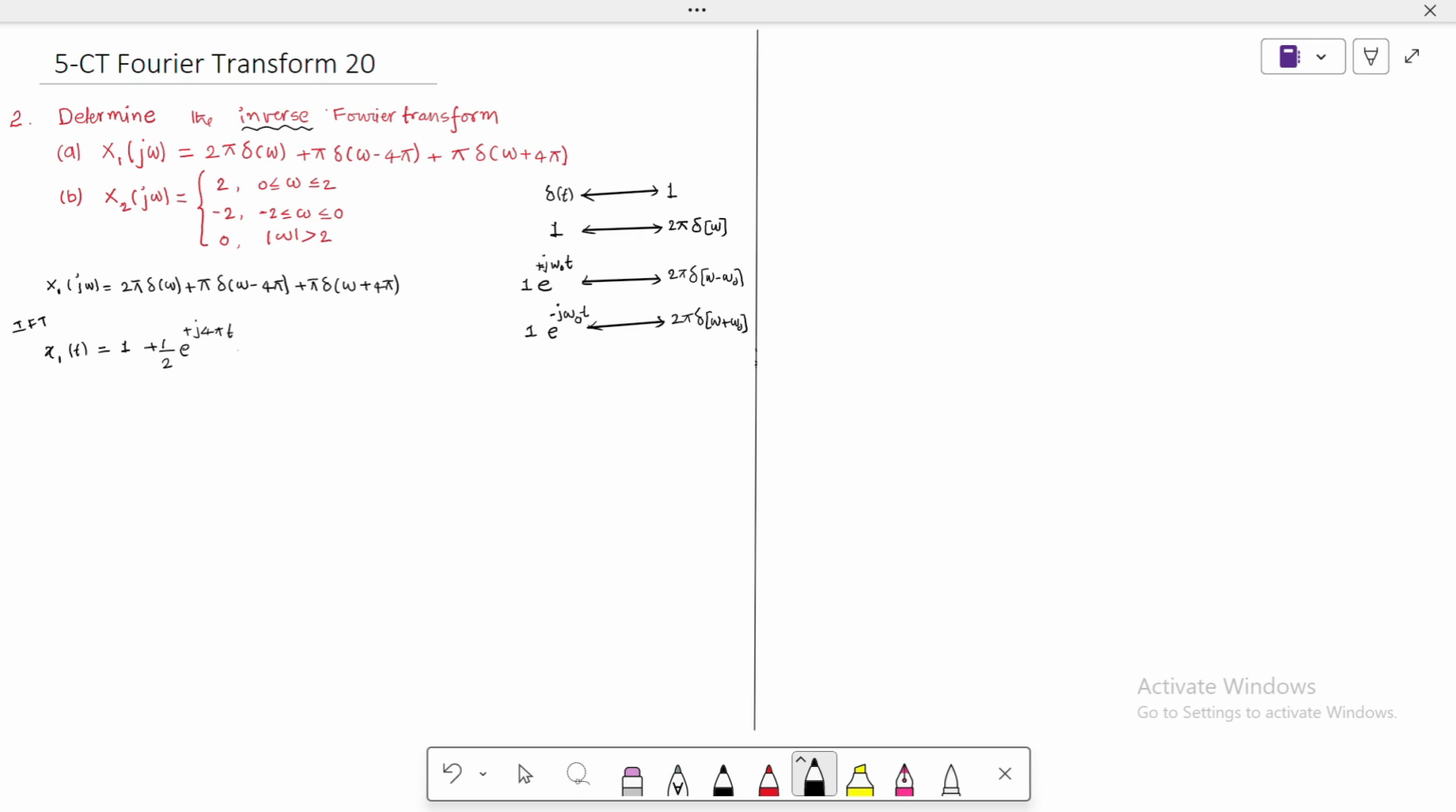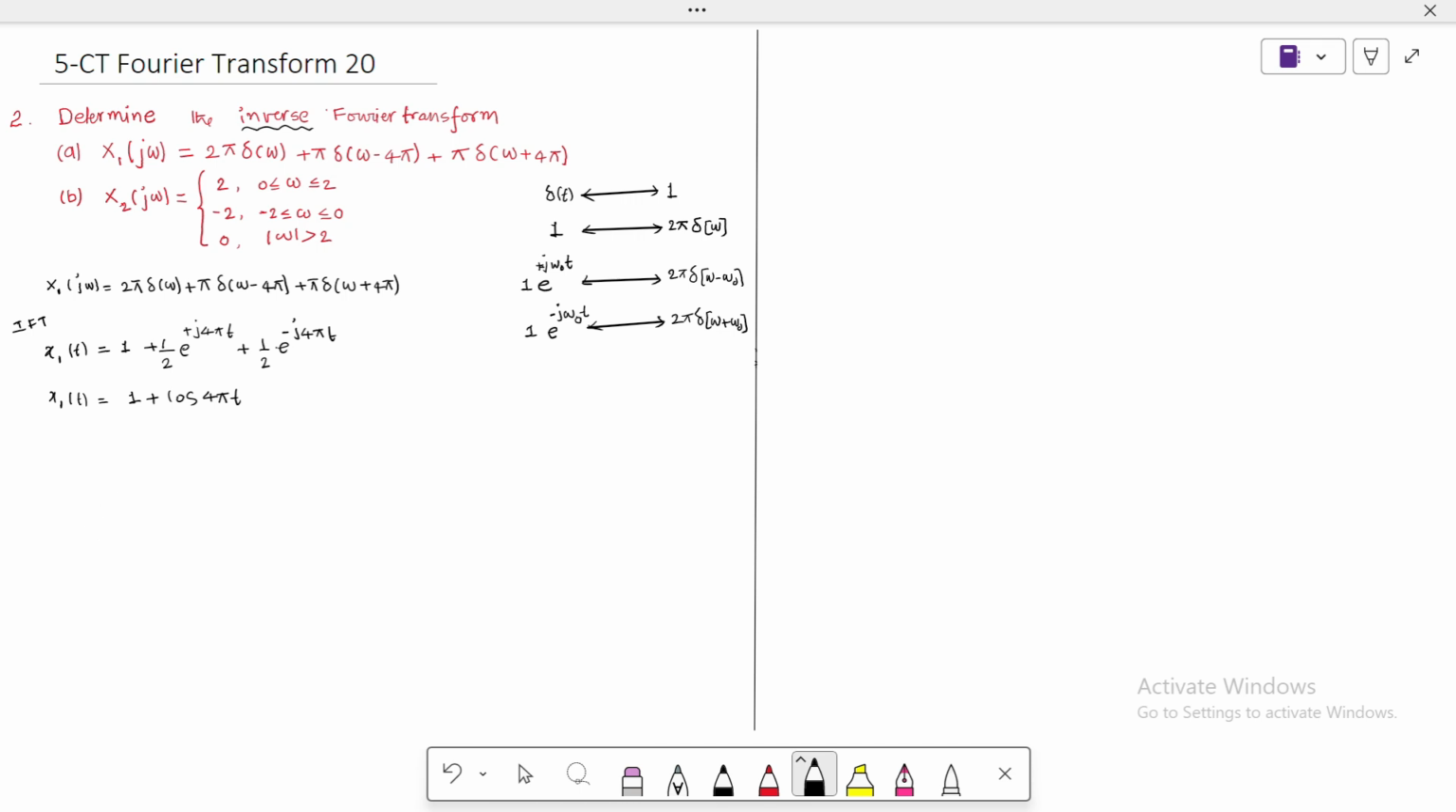Similarly, here also the same, and there is no 2. So multiply and divide. So for the minus, here we will get minus j 4 pi into t. So this is the formula for the cos function: cos theta is e power j theta plus e power minus j theta by 2. Then directly here I'm writing x1 of t equal to 1 plus cos of 4 pi t. So this is the answer.